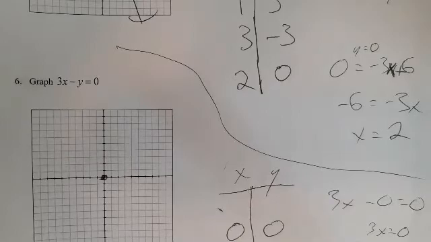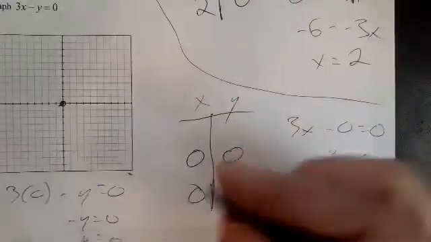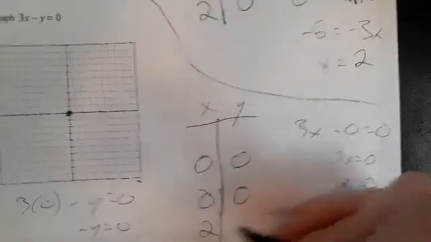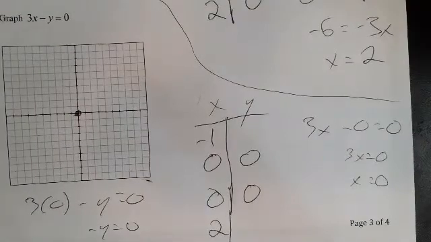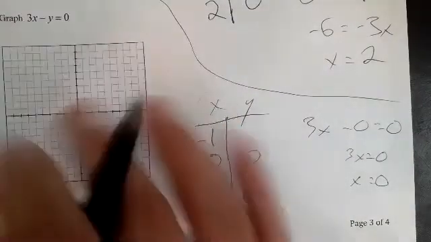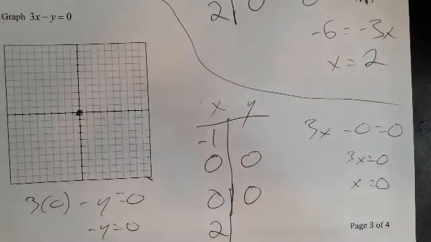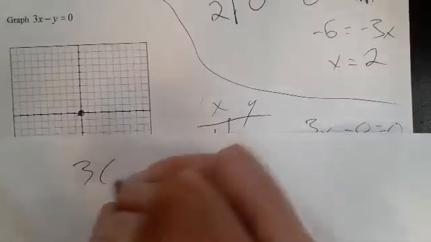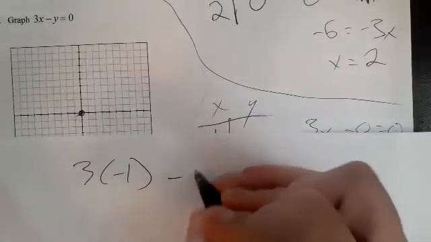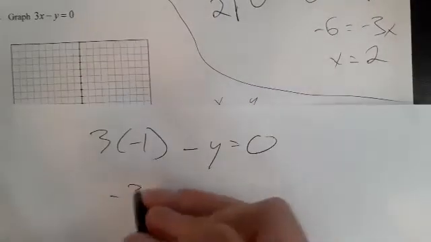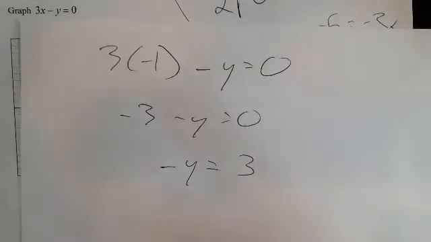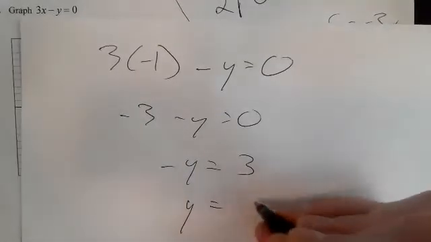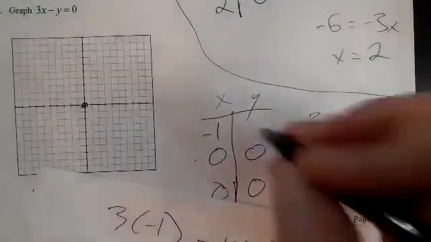I think what I did, I think I plugged in a 2, I think I plugged in a minus 1. So we plug in a minus 1 to the x, 3 times minus 1, minus y equals 0. That gives me minus 3 minus y equals 0. That gives me minus y equals 3 when I move it to the other side.